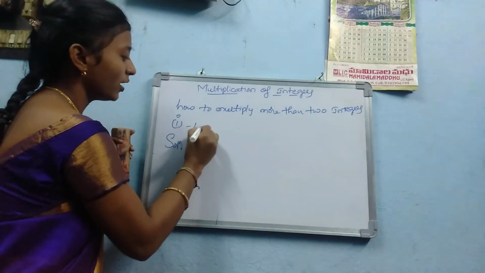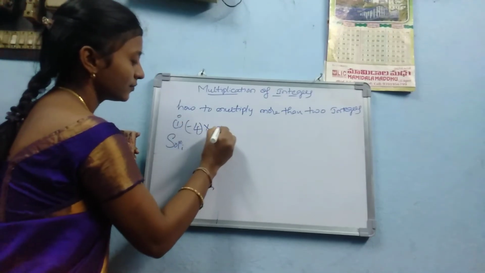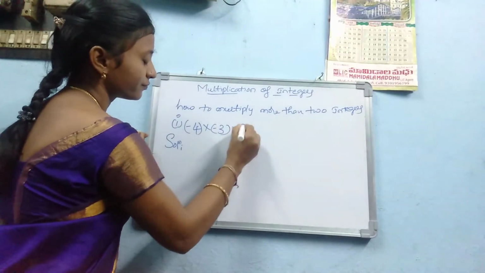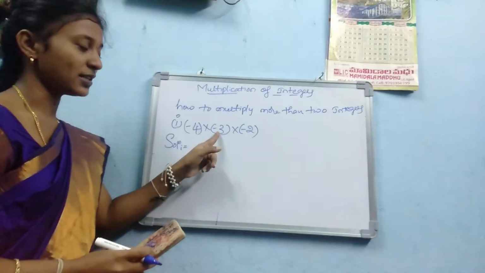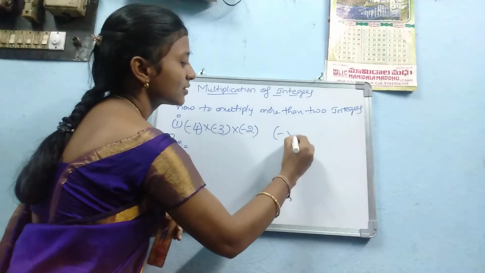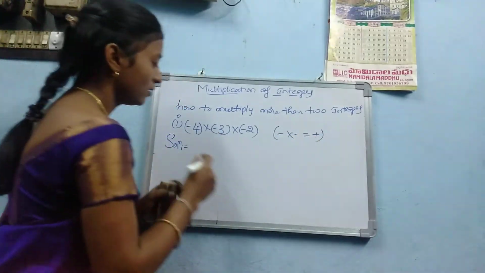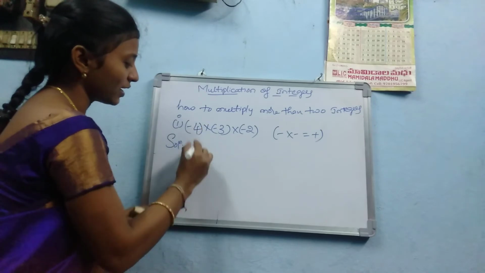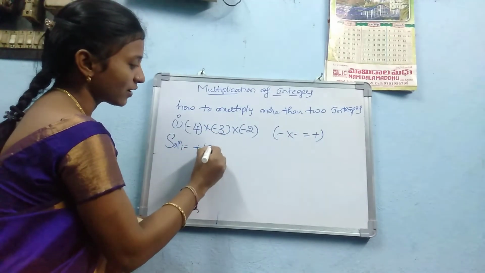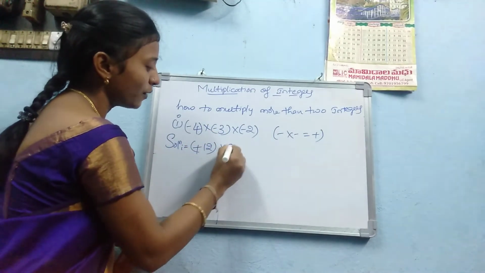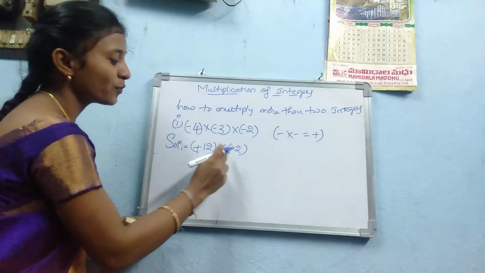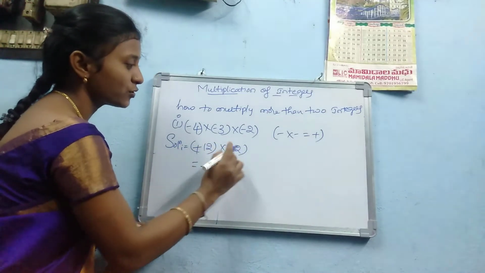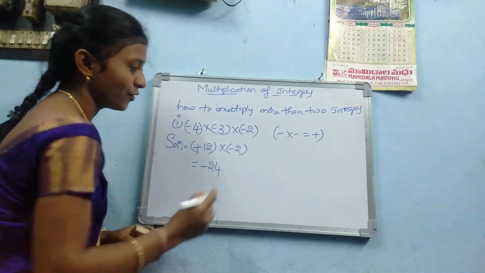We take all negative integers. Minus into minus is plus. Minus into minus is plus, 4 threes are 12, into minus 2. 12 twos are 24. Plus into minus is minus, 12 twos are 24.